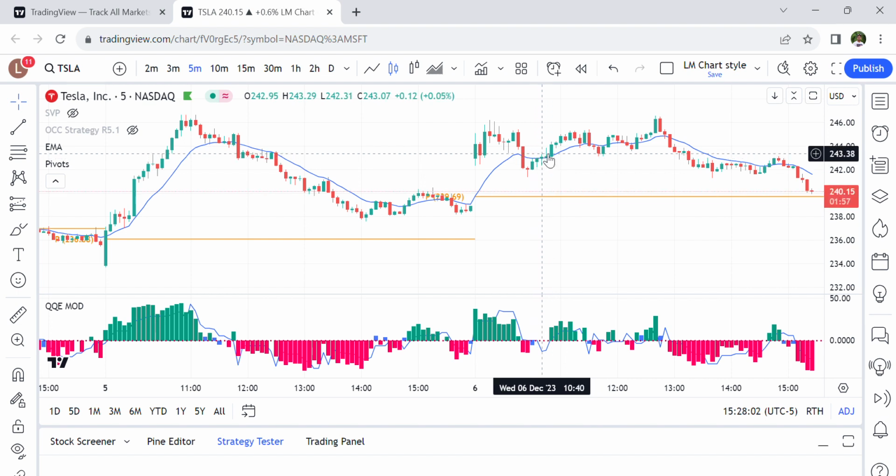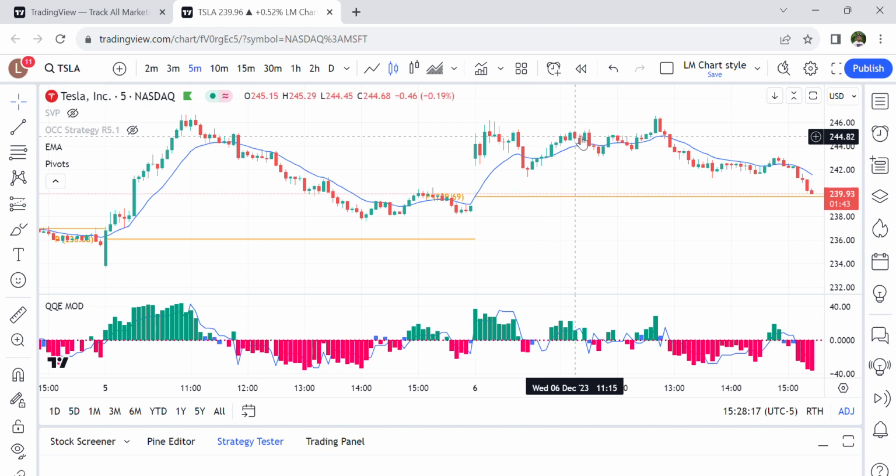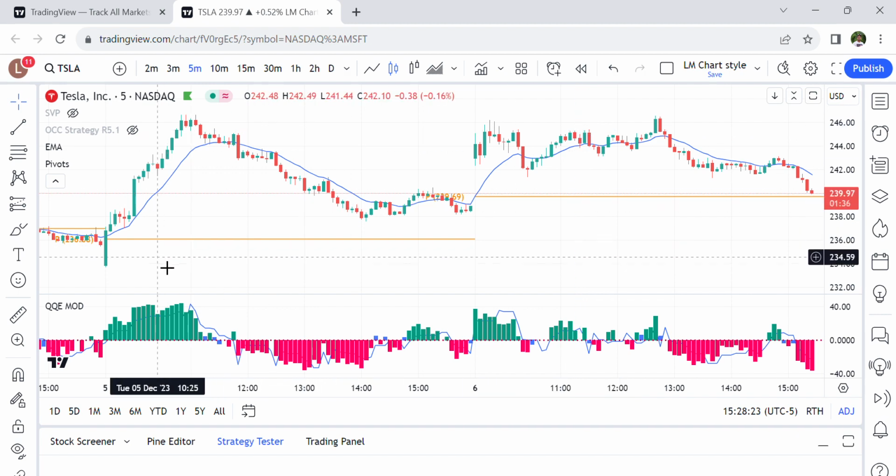The histograms are slightly blue and above the zero line. In QQE mod we are above the pivot point, we are maintaining above the pivot point. If you enter here, 243.14 is the price for your call entry, and you get an exit at 245.31, which is quite a good amount of money in the calls.